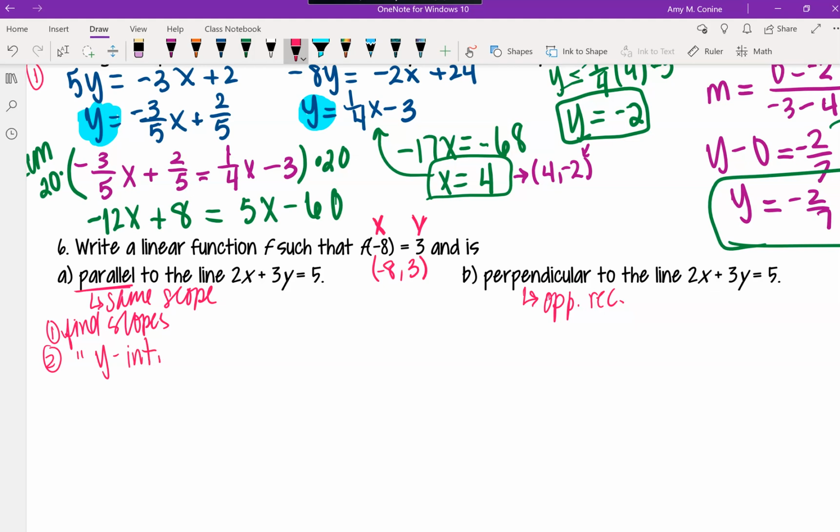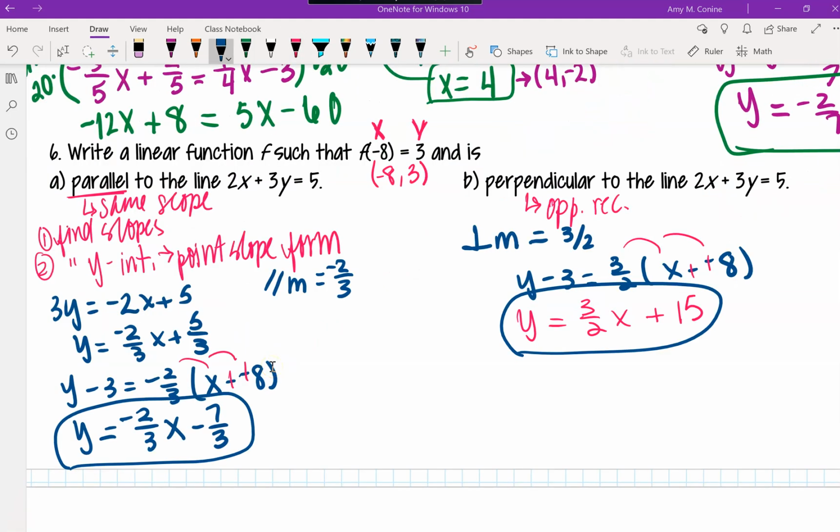So if you do it that one way that I showed you, you're going to find your y-intercepts and then rewrite it in slope-intercept form. Or once you find your slope, you could do point slope form. This is a great opportunity to do point slope form for both of these to get your new equation. So I want you to go ahead and do that now.